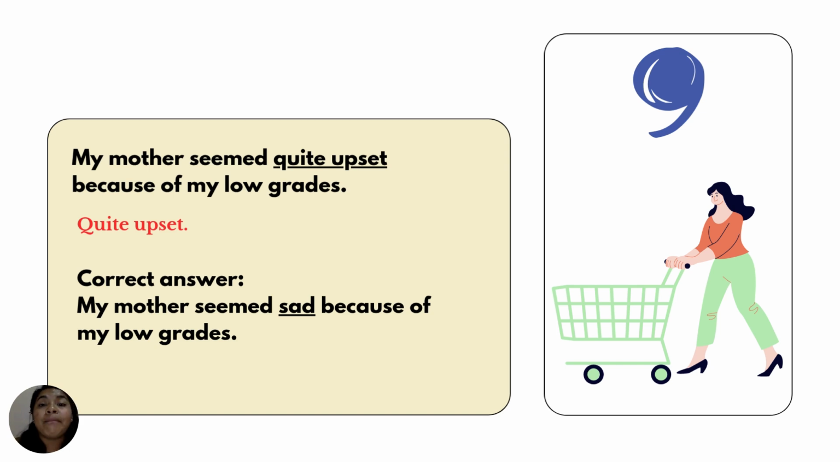But the purpose of that sentence was for you to use a different adjective, another adjective to replace that adjective. For example, my mother seems sad because of my low grades. Or you can use another one. But this was the purpose of that sentence. Okay?